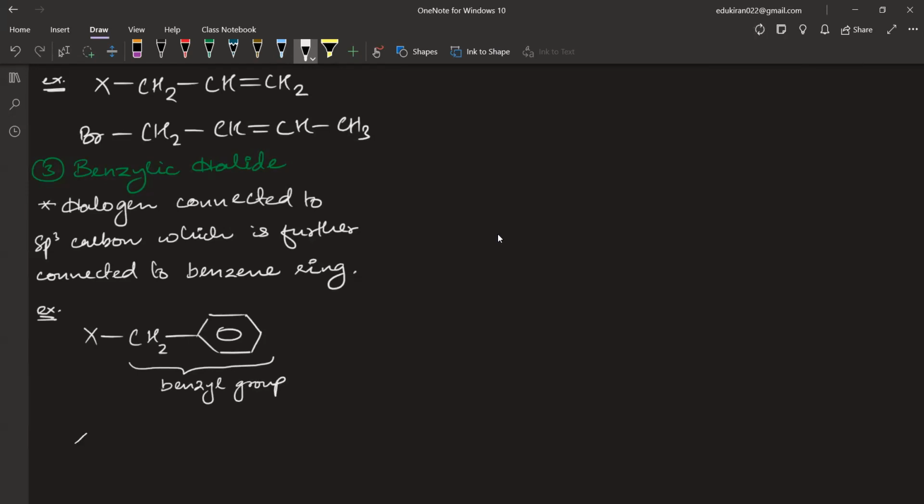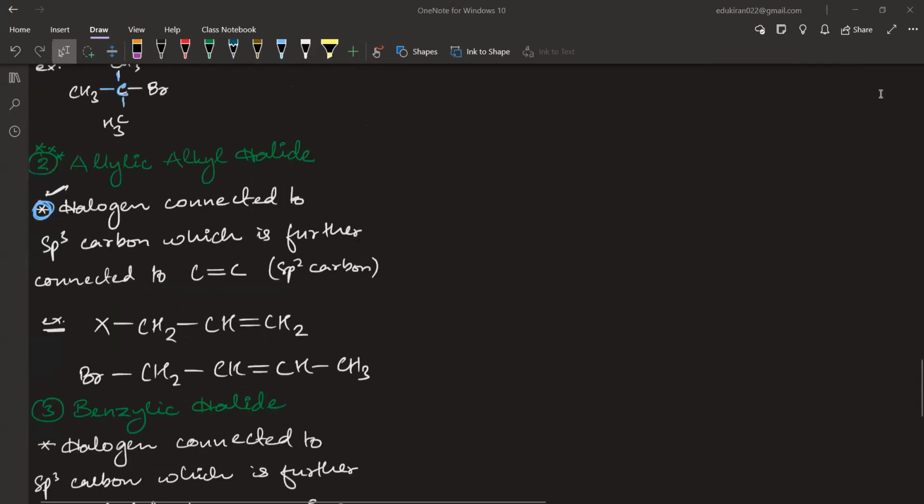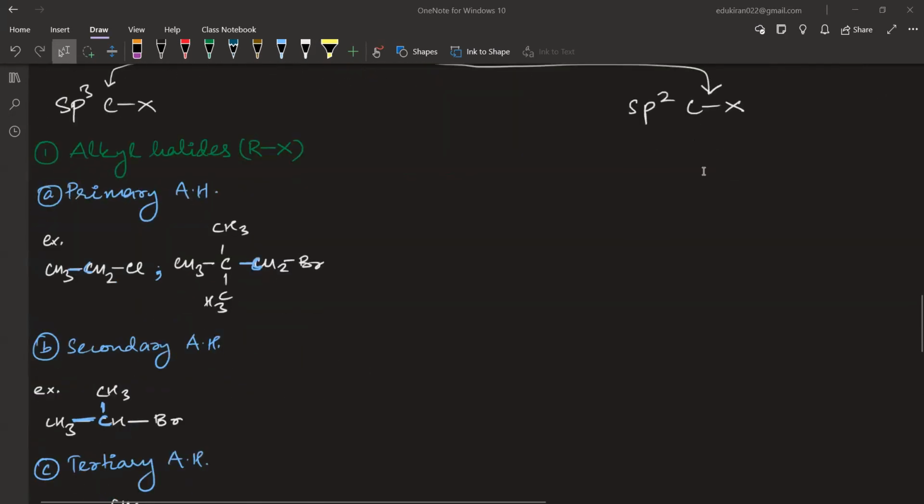Furthermore, you can have, let us say, for example, Br connected to CH2, which is further connected to a benzene ring. Can I move forward? Yes or no? Please tell me. Yes, sir. Okay. Now let us look at the case for sp2, the halogen atom connected to carbon.